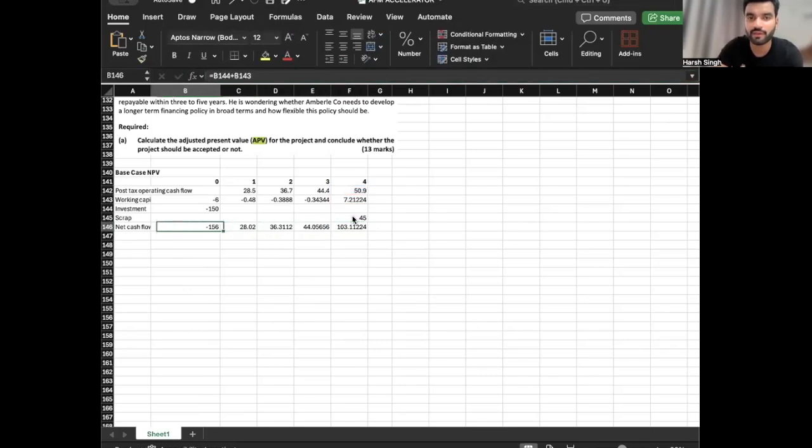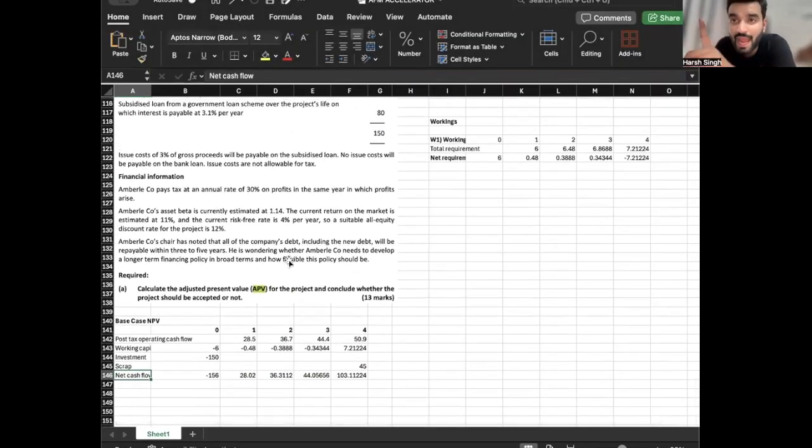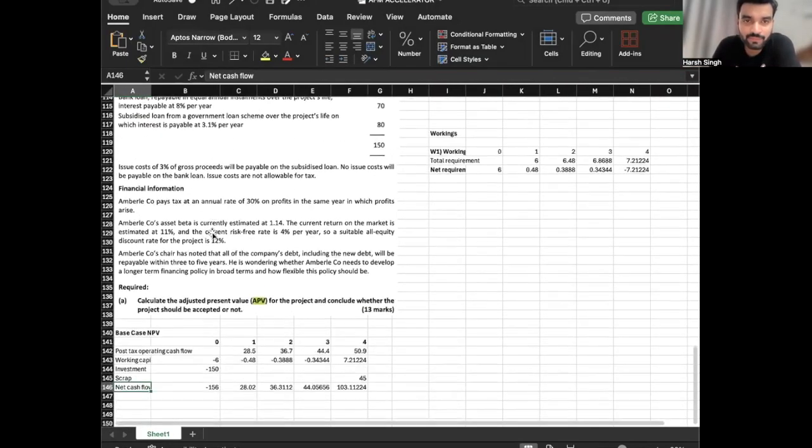So now we have the final cash flows. Now we have to consider if the discount rate is given, and remember the discount rate should not have the debt component. So we'll come to the last point.